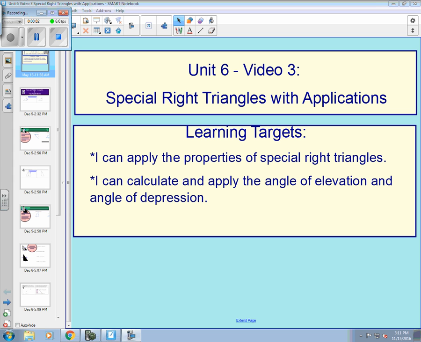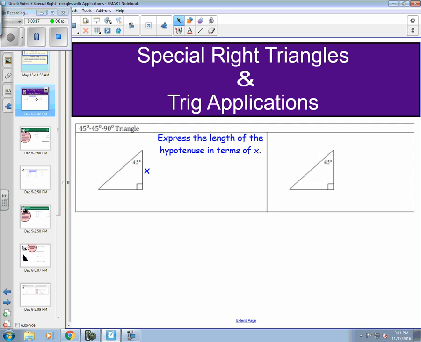Today we're going to look at other right triangles that we can use and look at, and applications of those. So we want you to be able to apply properties of two special right triangles, and also calculate and apply angle of elevation and angle of depression type problems.